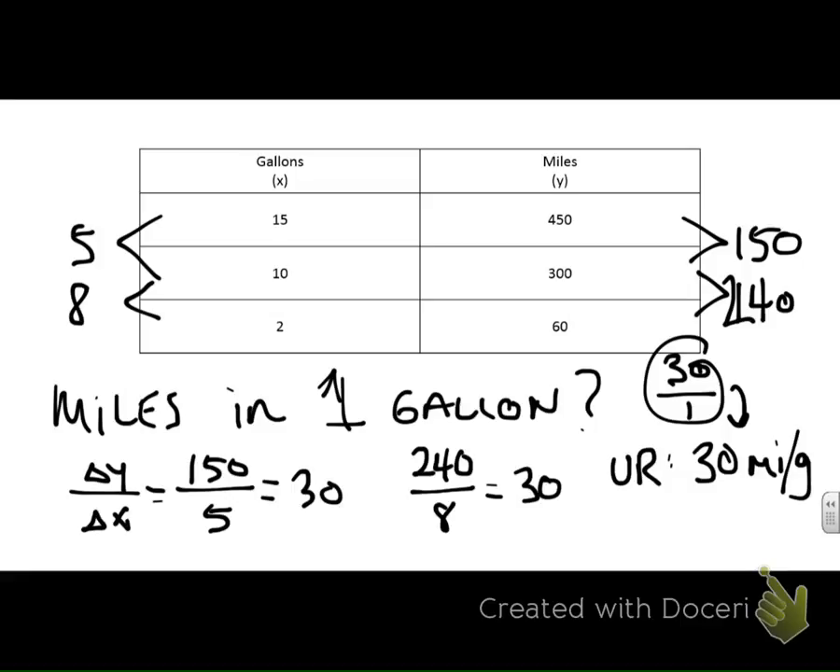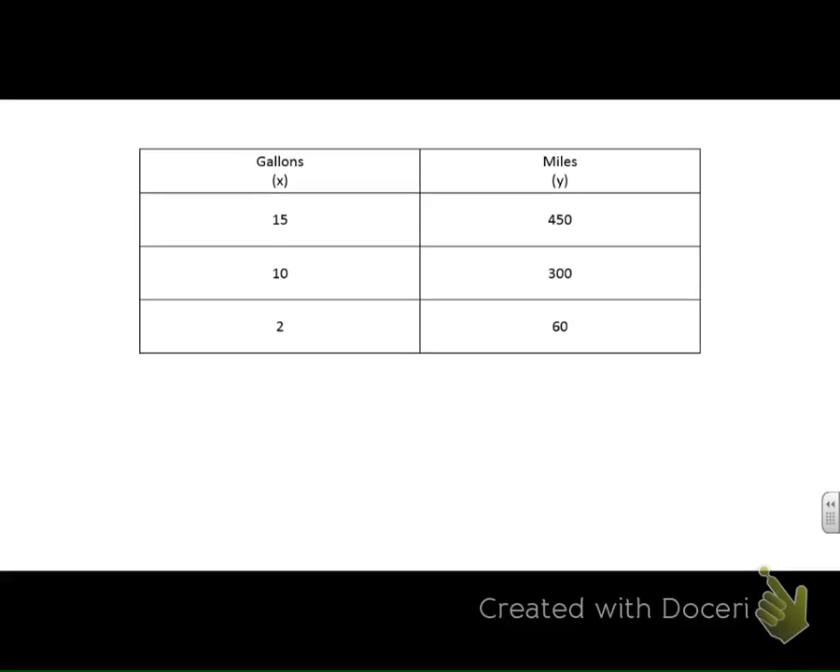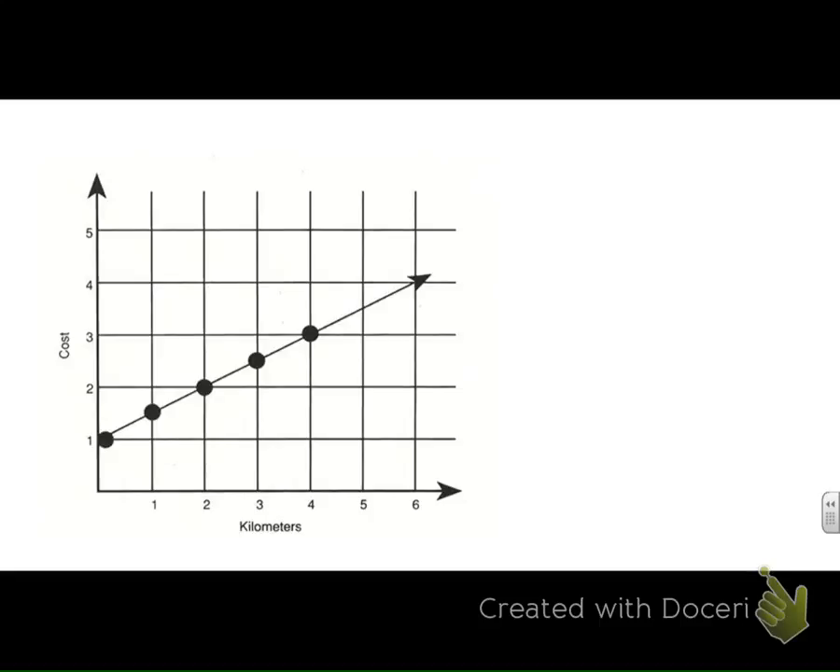Okay, so that's if we have a table. Find delta y over delta x, and then once you have that ratio, divide delta y by delta x, or the top number divided by the bottom number, and that's going to give us our unit rate. Now, what if we have not a table, but a graph? What if I want to find the same thing there?